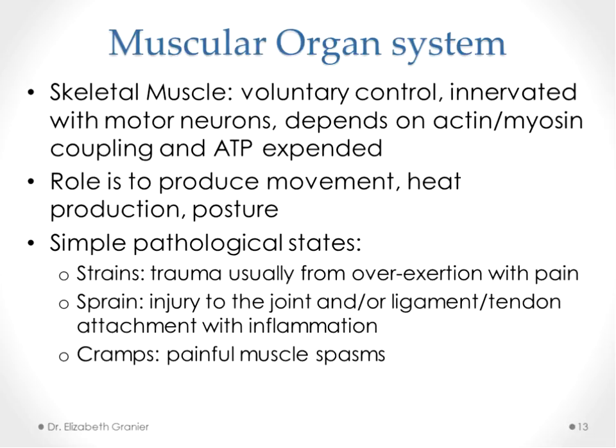Okay? So the role of the organ system is to produce heat, produce movement, and maintain our posture. So some simple pathologies that can occur are just little damage anatomically to the organ itself, the skeletal muscle.